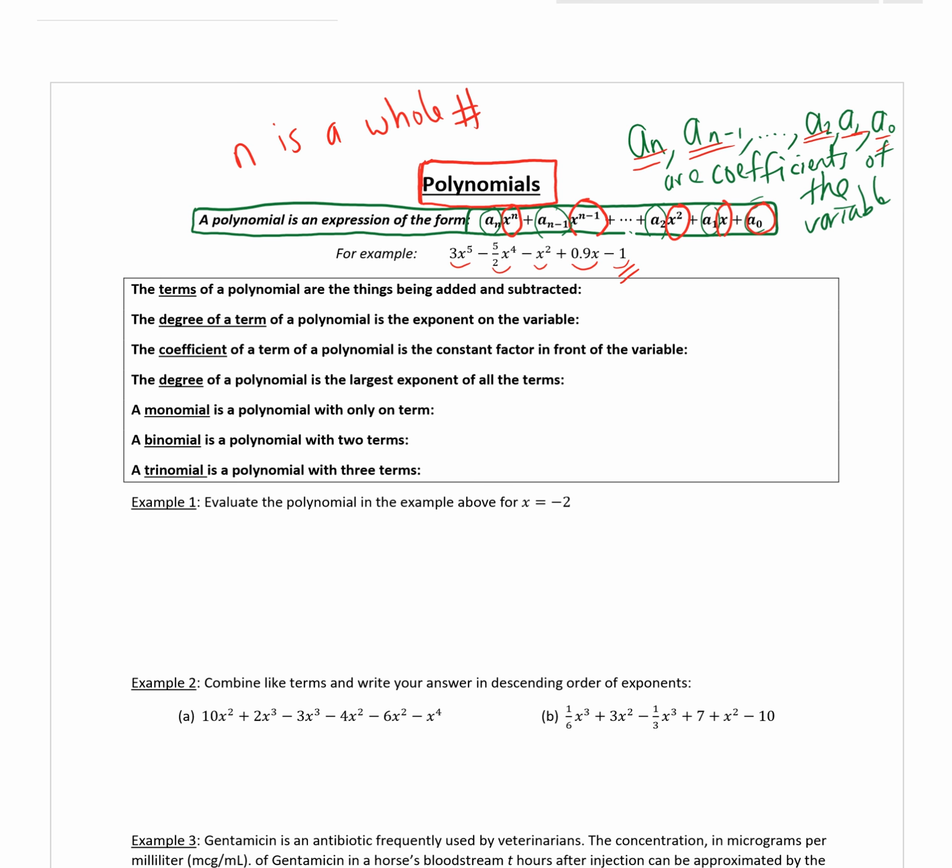And then your coefficients can really be anything. Notice you have a whole number for your first coefficient on the left, a fraction for your second coefficient, and then for your fourth coefficient over here you have a decimal.